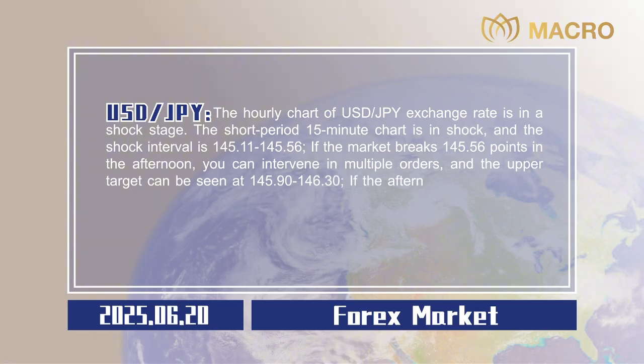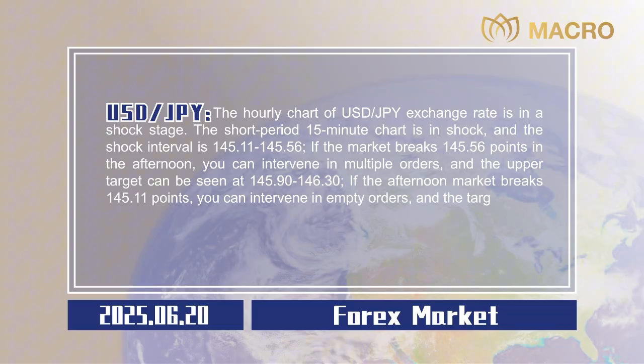If the afternoon market breaks 145.11 points, you can intervene in empty orders, and the target below can be seen at 144.50 to 144.00. Stop losses are all 20 points, 0.20.